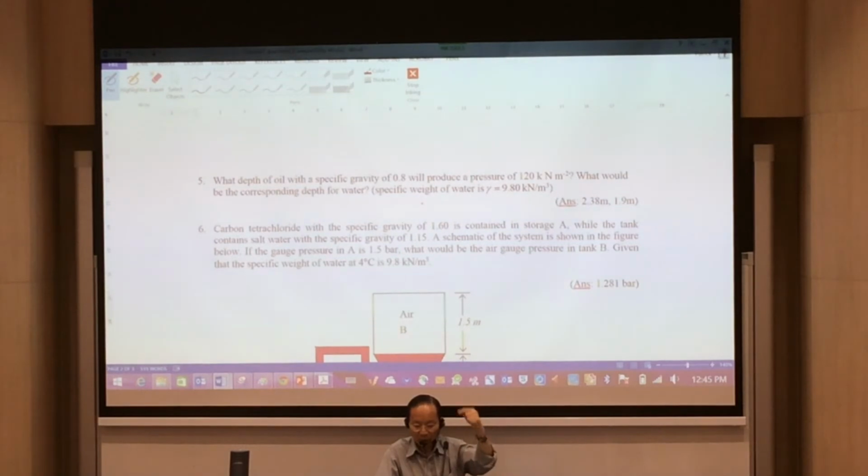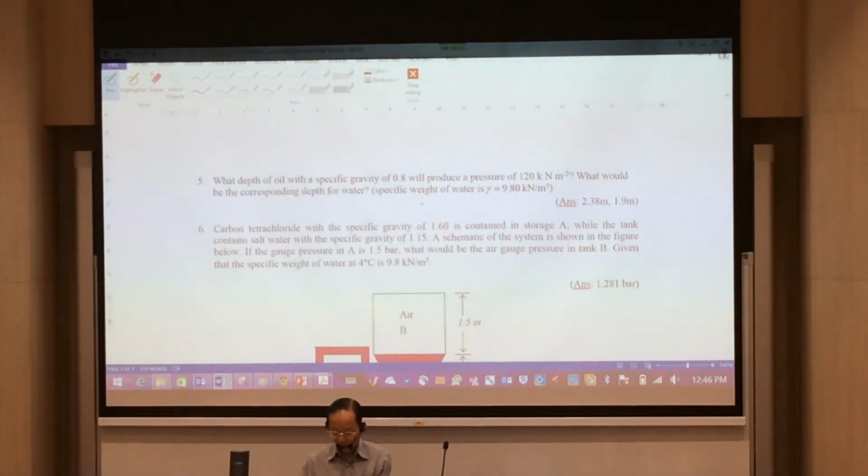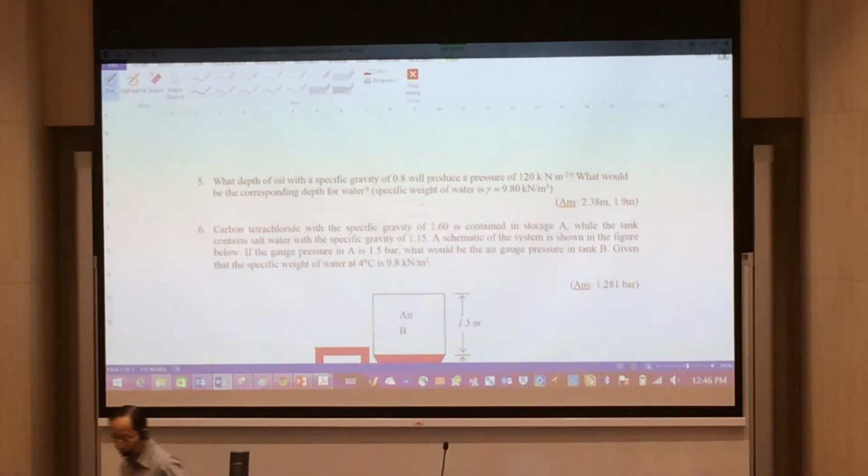And next, work out the corresponding depth for water. With the same approach, you'll be able to find h of water. So please work on it.